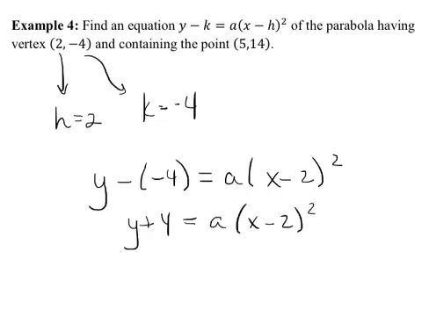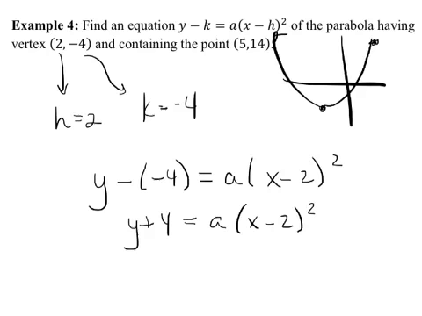Now, from this point, we need to know what that a value is. And it's tough to figure out a. The first thing you can think about is, well, let's see what the graph looks like, get an idea. The vertex is (2, -4), that's like here. And then (5, 14) is somewhere up here. So it's definitely going to look something like this. Okay? So a is definitely going to be positive, we know that.